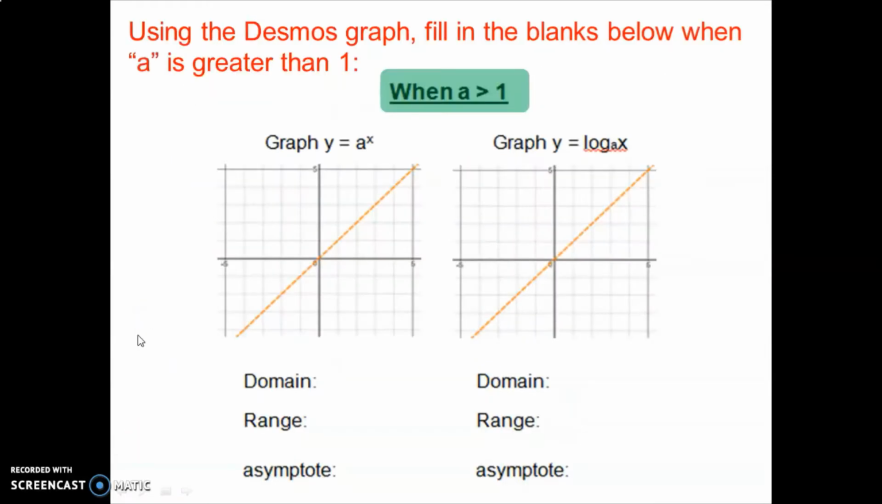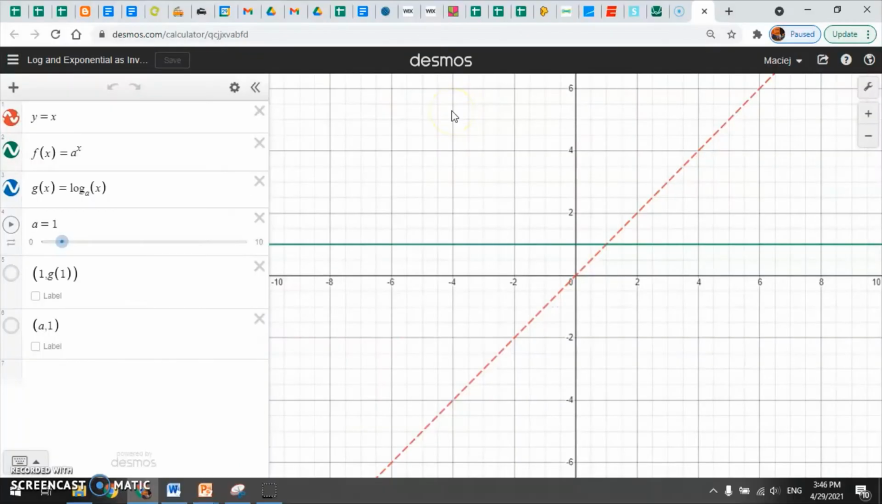Okay, first thing we're going to do is, using the Desmos graph, fill in the blanks below. We're going to find out the domain, range, and asymptotes for different graphs when a is greater than 1. I'm going to show you that here.